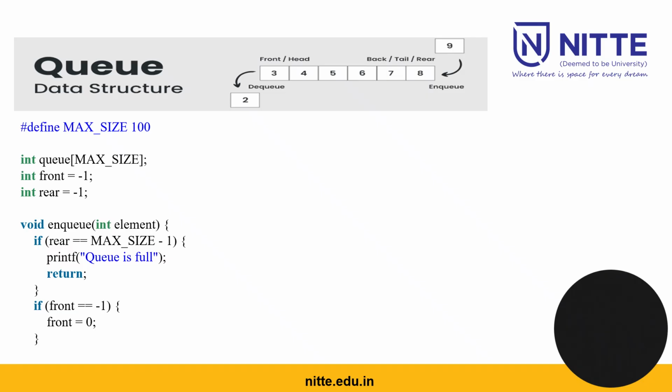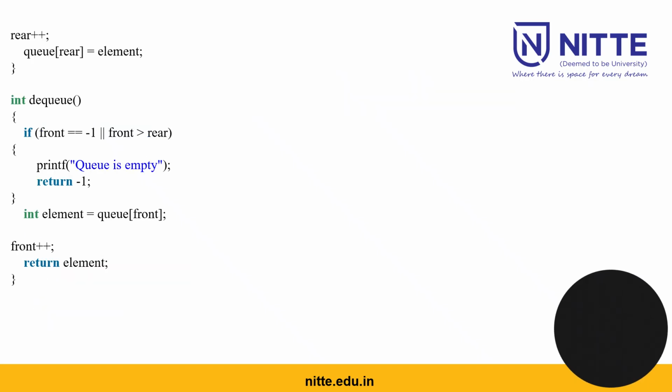it will return. Then if front is equal to -1, then it will make front equal to 0. What does that mean here? Front equals -1 means there was no place to enqueue an element. So that is why it will make front equal to 0, which means now you can enqueue an element into the queue. That is the meaning of it.